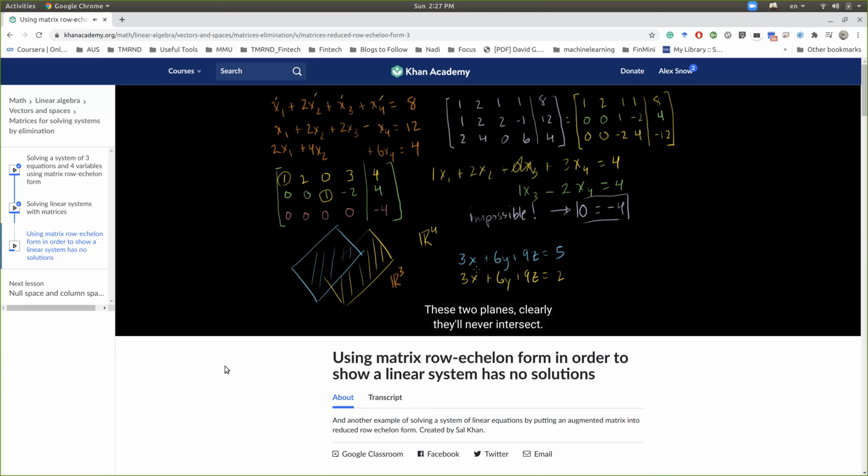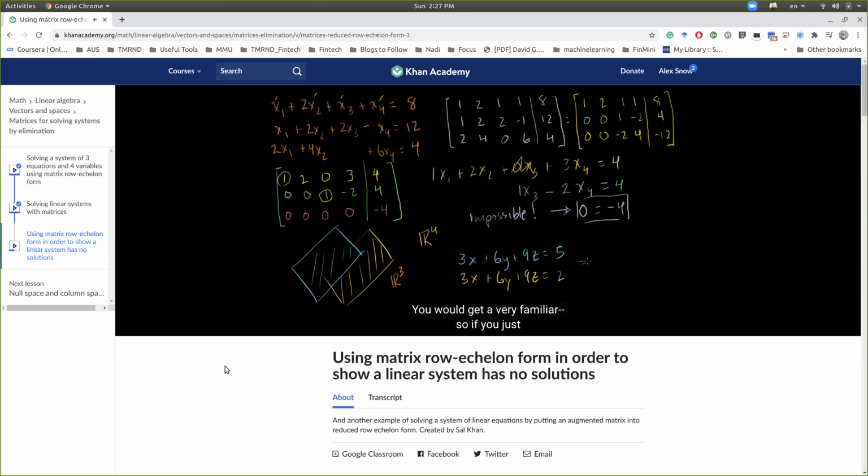These two planes clearly will never intersect, because this one has the same coefficients adding up to 5, and this one has the same coefficients adding up to 2. If it wasn't so obvious, we might say, oh, we have only two equations with 3 unknowns, maybe this has an infinite set of solutions. But it won't be the case, because you can just subtract the bottom equation from the top equation, and what do you get?